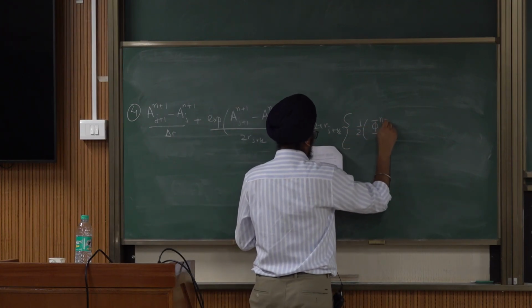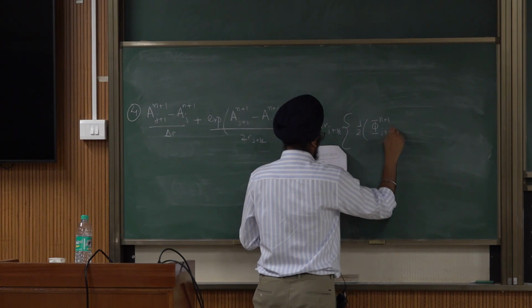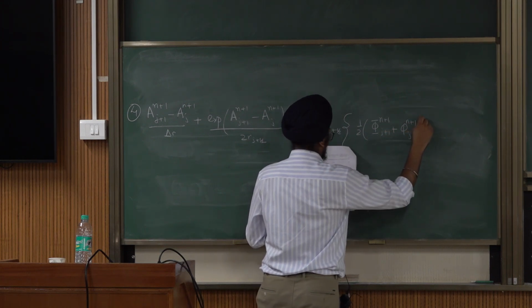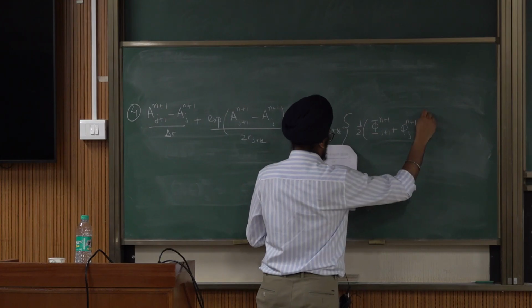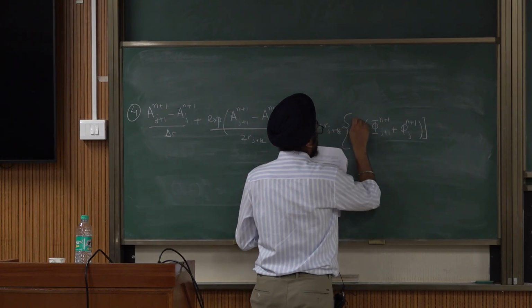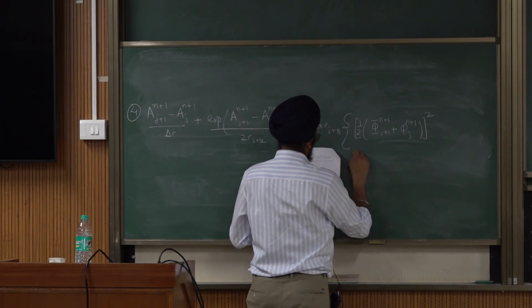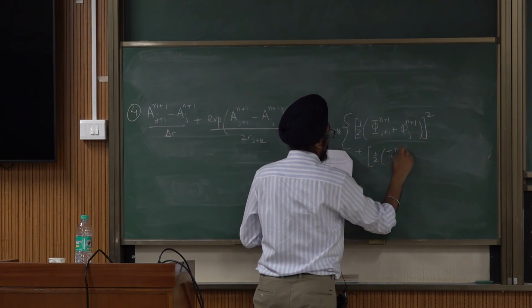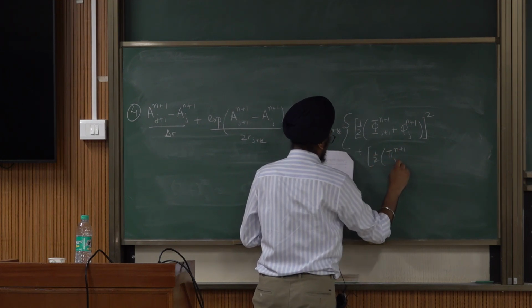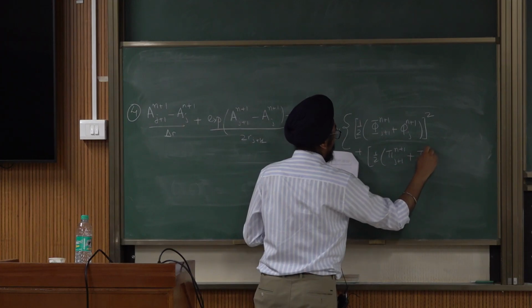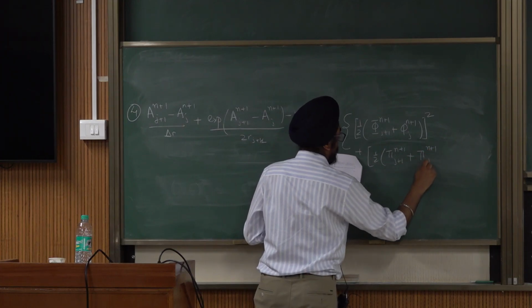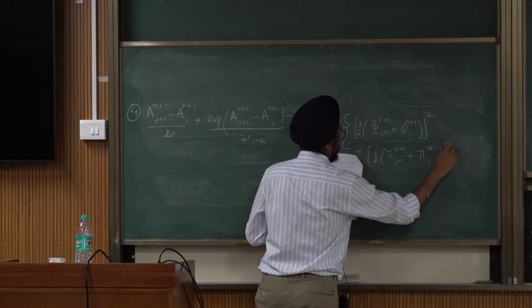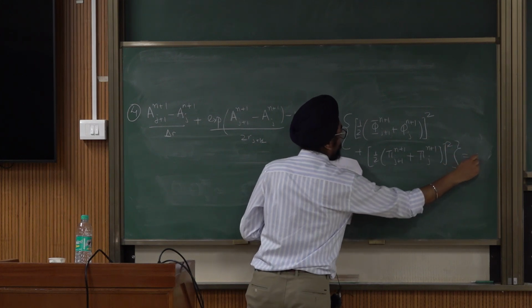phi n plus 1 j plus 1 plus phi n plus 1 j square plus half pi n plus 1 j plus 1 square equal to 0.